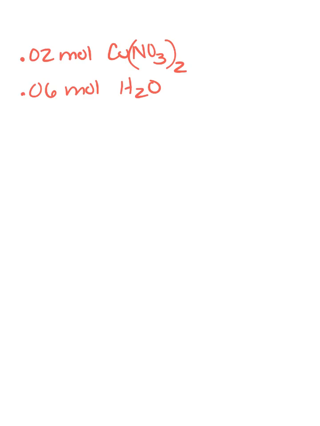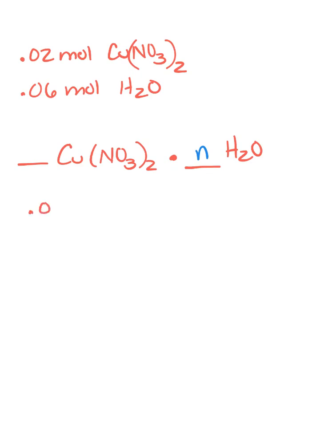All right, what I'm going to do on this page is I'm just going to simply rewrite this information that we have from the previous slide so that you can see it. And we have now a mole ratio. And if you recall, the coefficients that are in front of these formulas are mole ratios. So that N, which is right here, is actually this number. Okay, so I'm going to write it. So we have 0.02 moles of Cu(NO3)2, and we have 0.06 moles of H2O.